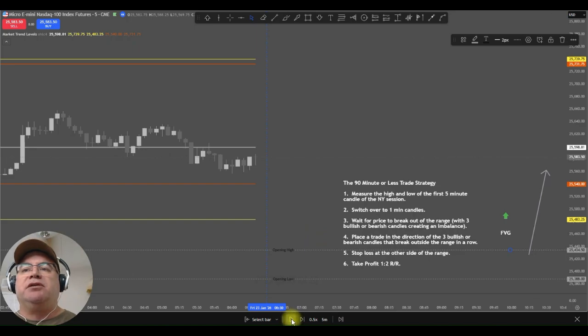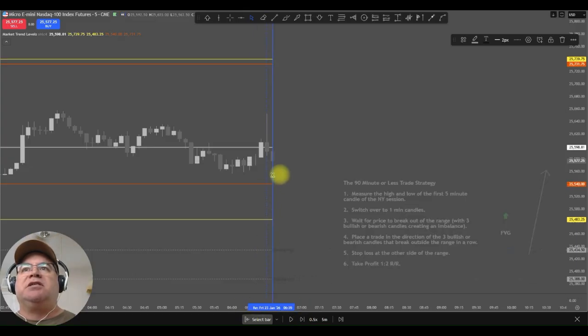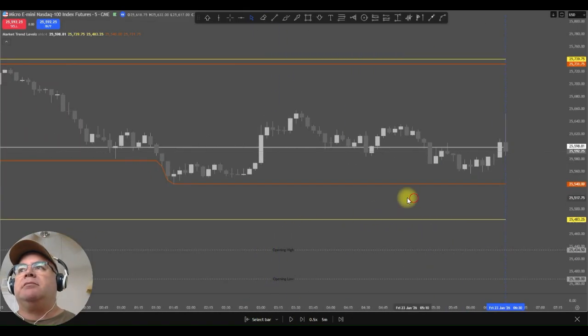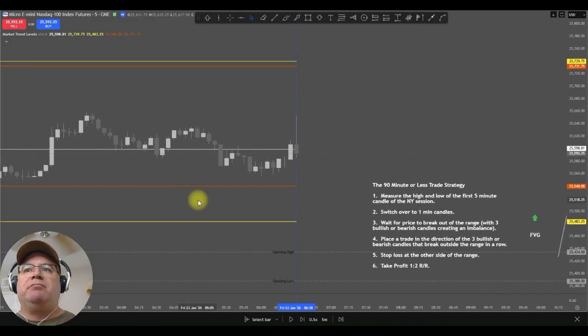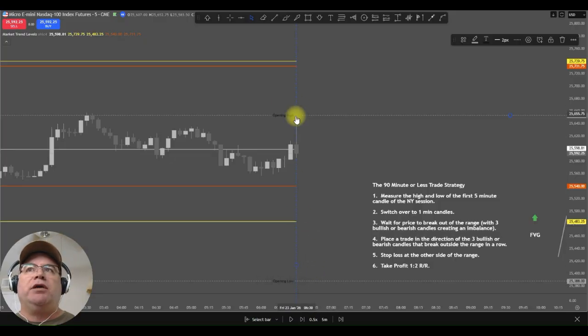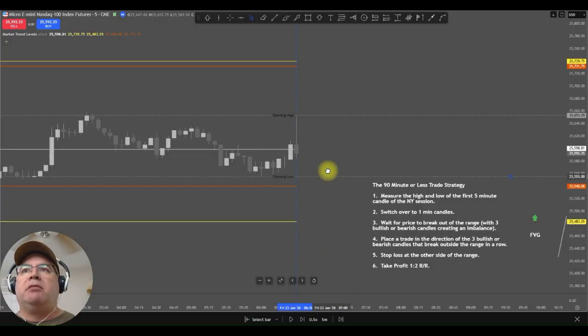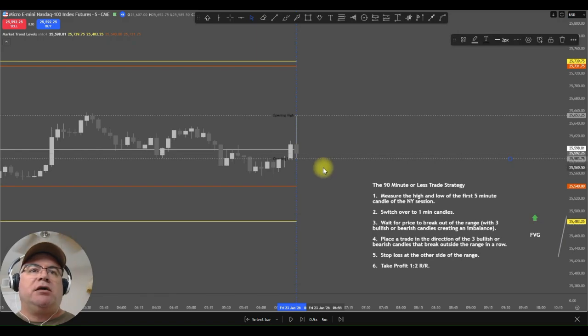All right, so first thing I'm going to do is go ahead and play the first 5-minute candle of the New York session. And there it is, okay? Now, let me just back up here because this is key to understand. This is that first 5-minute candle. So number one, I'm going to measure the high and the low of the first 5-minute candle. Let's do that real quick. Put a horizontal line at the top of the wick and the bottom of the wick. If there's no wick, just use the bottom of the open to close of the candle, all right?